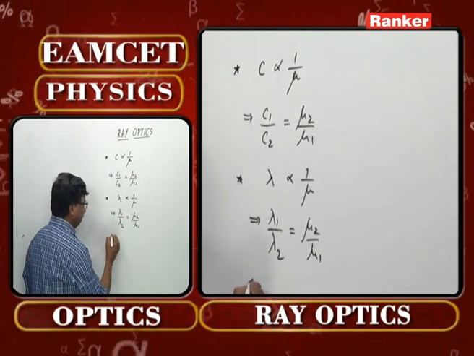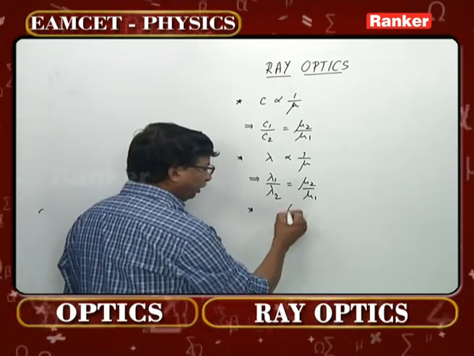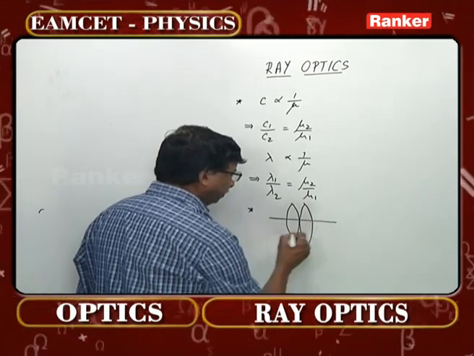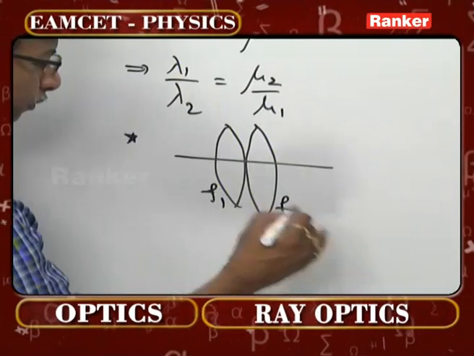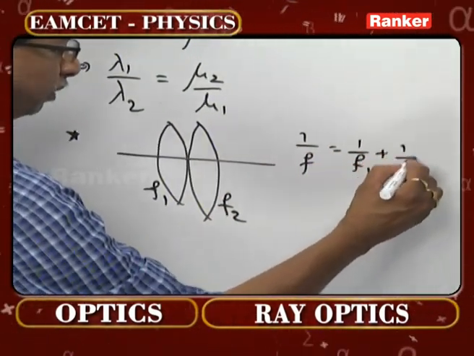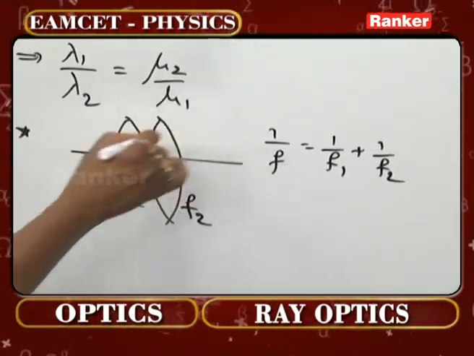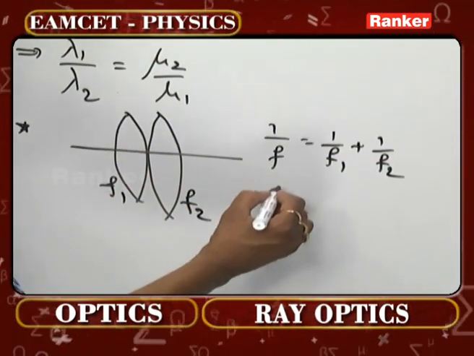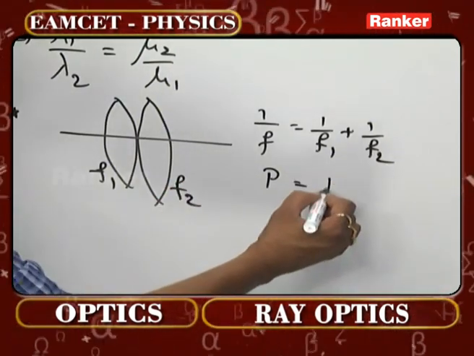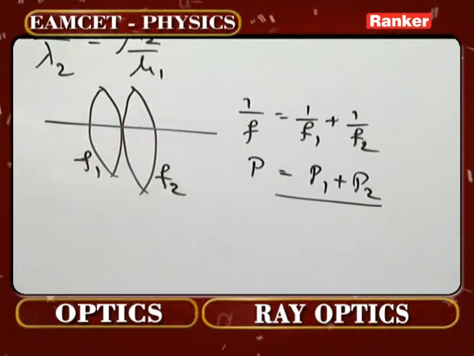After that, of course, we have the concept of lenses. When we consider lenses in combination this way, if the focal length is f1 and f2, 1 by f is equal to 1 by f1 plus 1 by f2 is the formula by means of which the effective focal length of the combination can be calculated. But we know pretty well 1 by focal length, that is reciprocal of focal length, is called focal power. So focal power of the combination will be simply P1 plus P2.